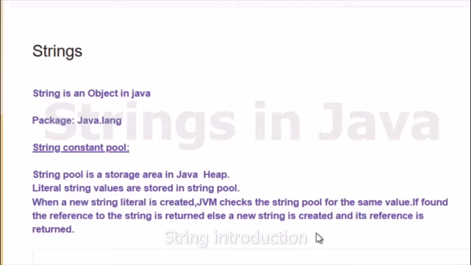Whenever a new string literal is created, the Java virtual machine checks the string pool for the value. If that value is found, then the reference to the string is returned, else a new string is created and its reference is returned.